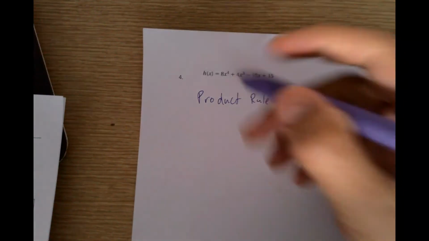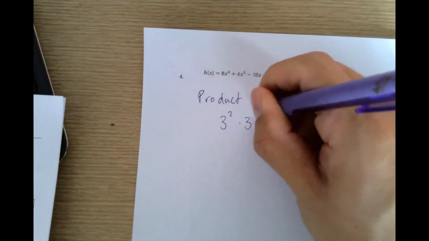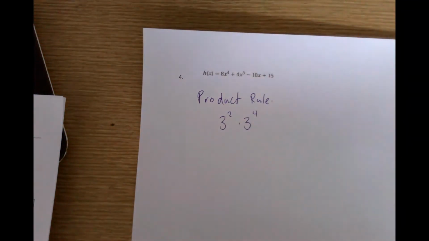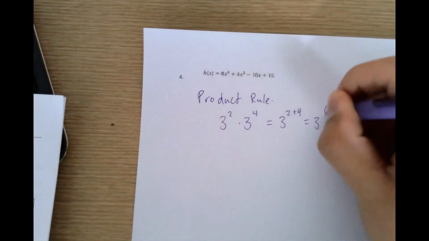exponent. So, for example, if you have 3 to the second power times 3 to the fourth power, you are going to add the exponents. So this would be 3 to the second plus 4. This would be 3 to the sixth.